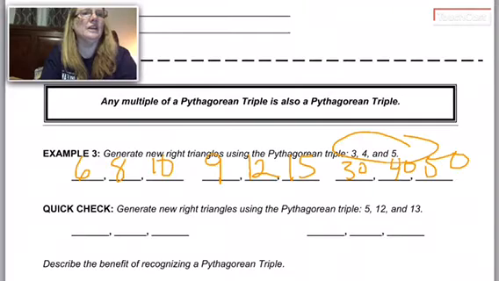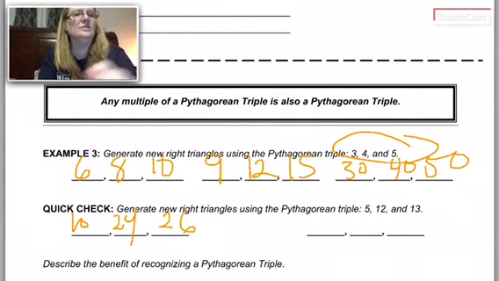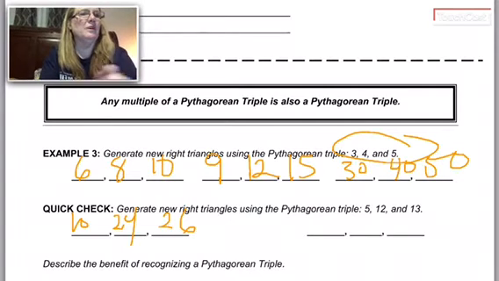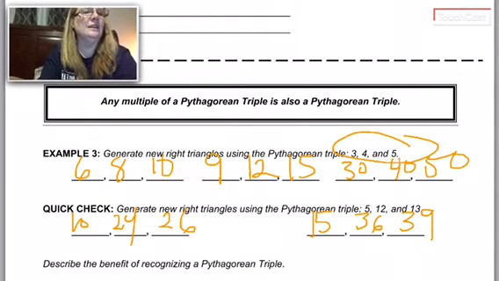Same thing with the quick check. If 5, 12, and 13 is a triple, any multiple is too. So 10, 24, and 26. Or if we multiply by 3, we get 15, 36, and 39. So any multiples of triples are also a triple.